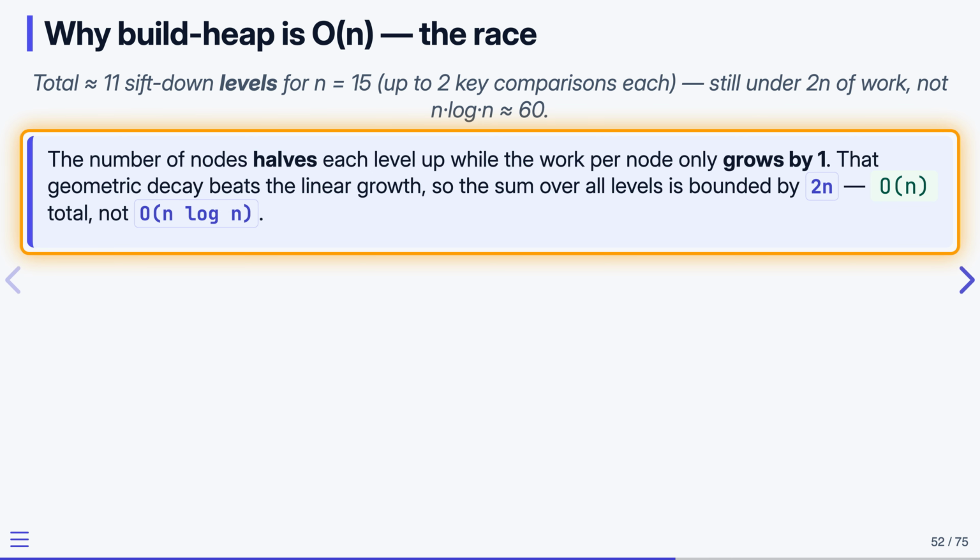The reason is a race between two quantities. Going up one level, the number of nodes halves, but the work per node grows by only 1. That geometric decay beats the linear growth, so the sum over all levels is bounded by 2n, that is big O of n total, not big O of n log n.